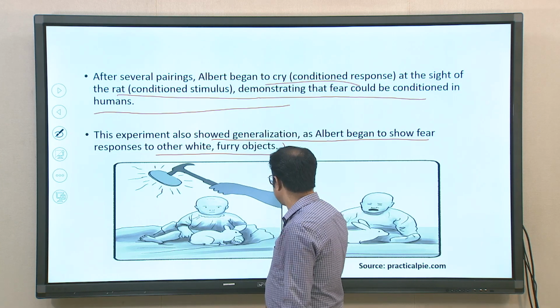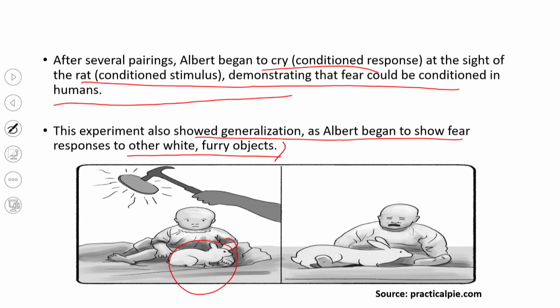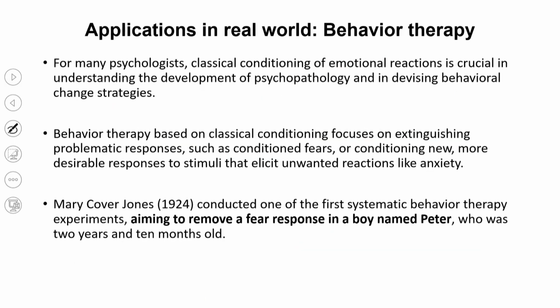So, like this, initially the child was not afraid of the white rat, and then the child started becoming afraid of it. This is one of the typical classical conditioning experiments that Watson did in the human context. Now, what are the applications of classical conditioning in the real world?